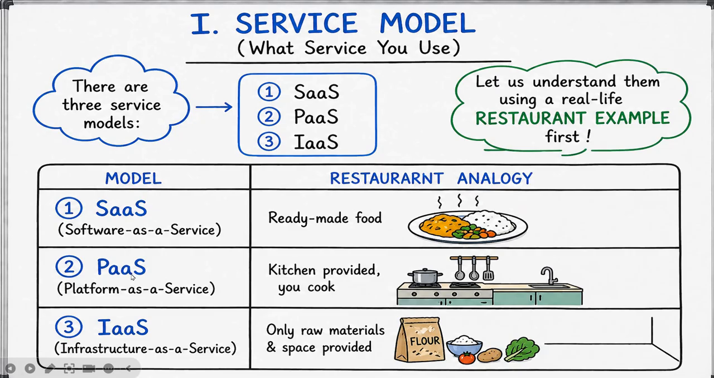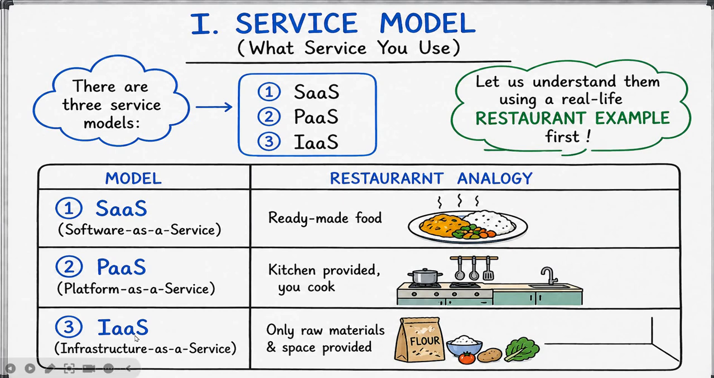Second is platform as a service, which is like a kitchen provided. You need to cook there. The restaurant gives you a kitchen and all the tools required to cook your own food. You prepare the meal, but the setup and maintenance are handled for you. Similarly, platform as a service provides a platform where you develop and run applications.